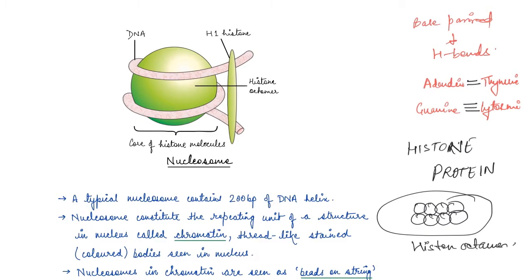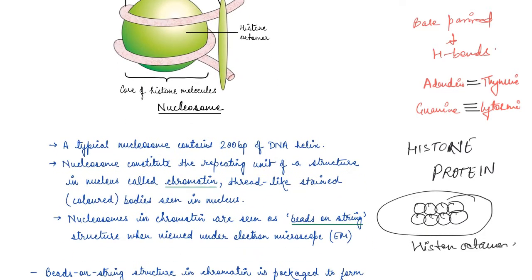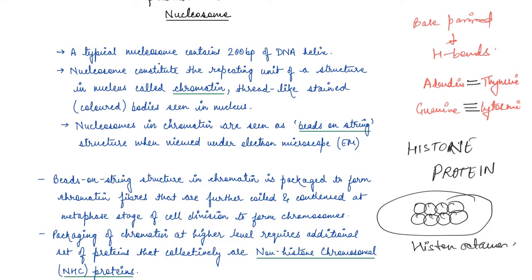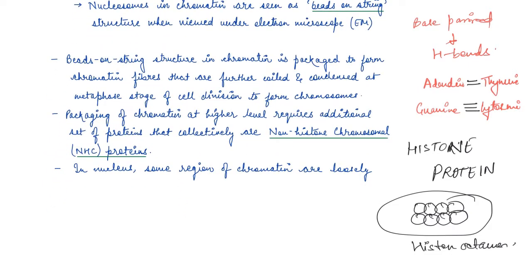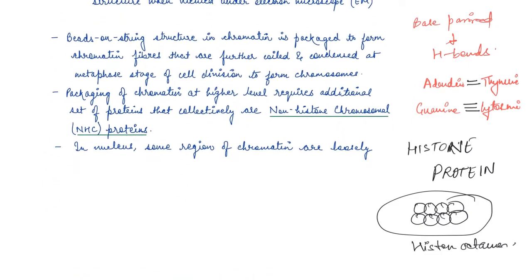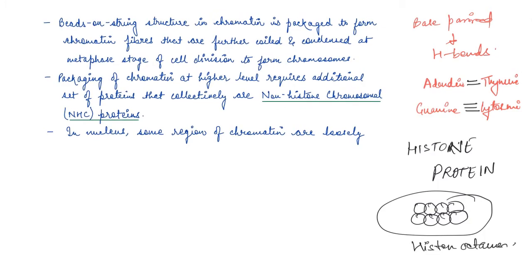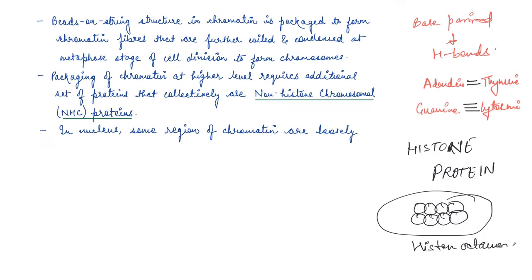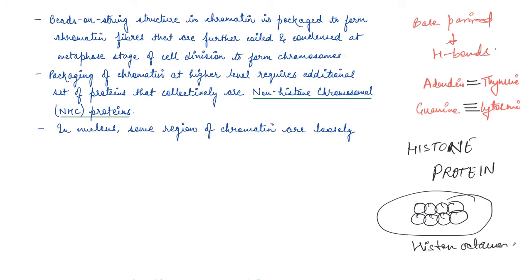Now, nucleosomes in chromatin are seen as beads on string. So you have thread-like structure and you can see beads on string, which are nothing but nucleosomes when you see it under a microscope, right? Now, remember that this beads on string structure in chromatin is packaged to form chromatin fibers, which are further coiled and condensed.